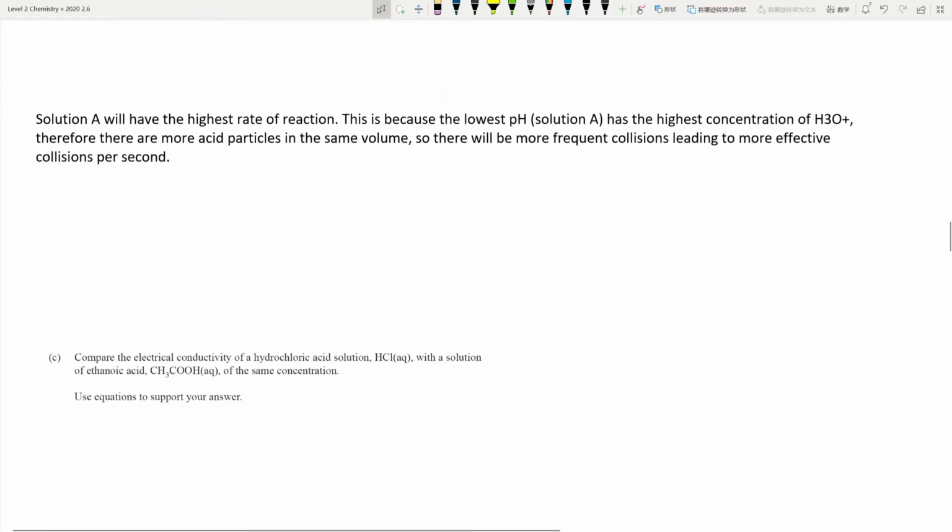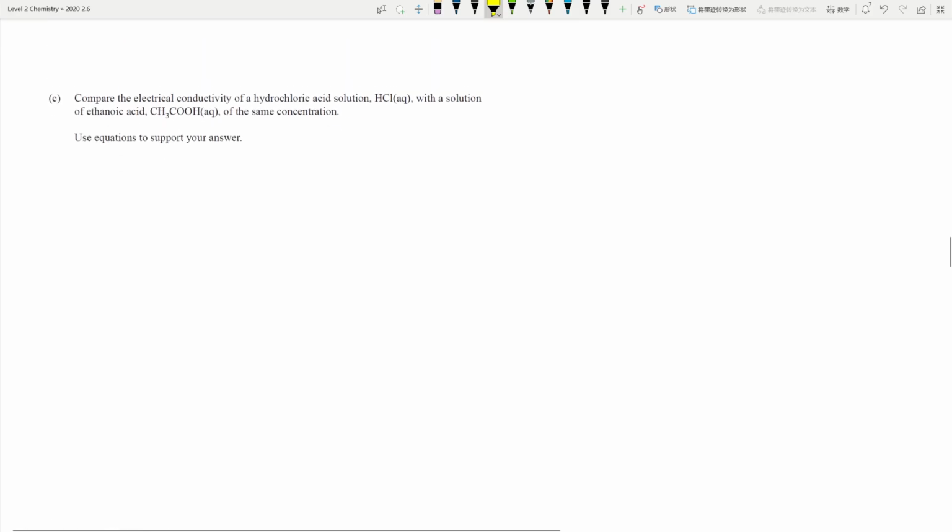Okay, so as you can see, this is year 11 excellence, but solution A is the highest rate of reaction because it has the lowest pH, which means the highest concentration of H3O+. Therefore, more particles per unit volume. Therefore, more frequent collisions. Therefore, more effective collisions per unit time. Okay, so there you go. Very straightforward. Next one, C.